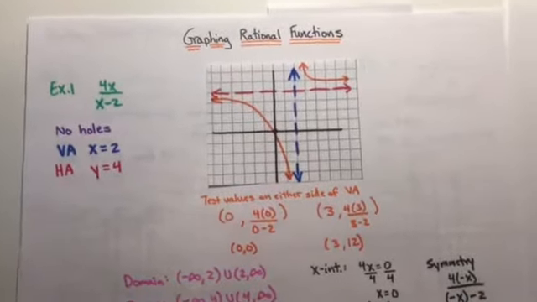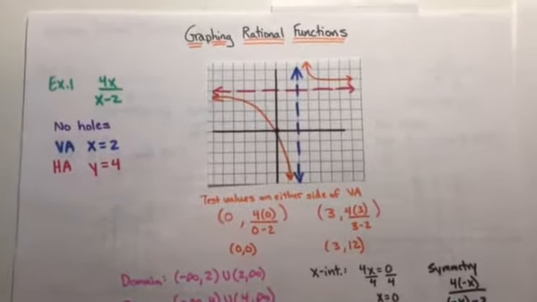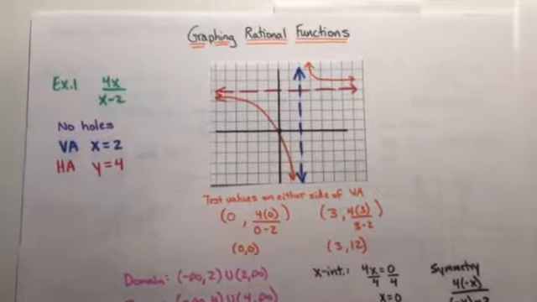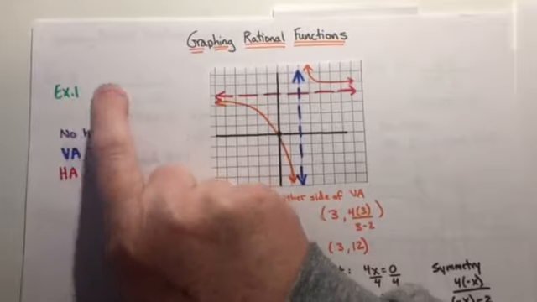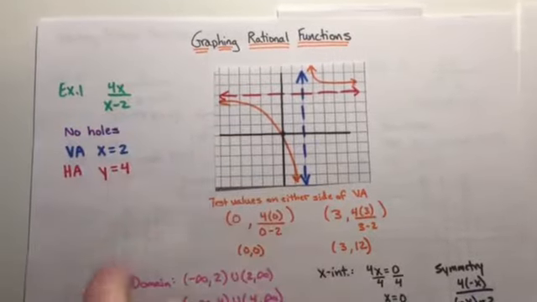Let's take a look at graphing rational functions. I have 4 examples in this video that all have a little something different about them. So for example 1, I just have 4x over x minus 2.